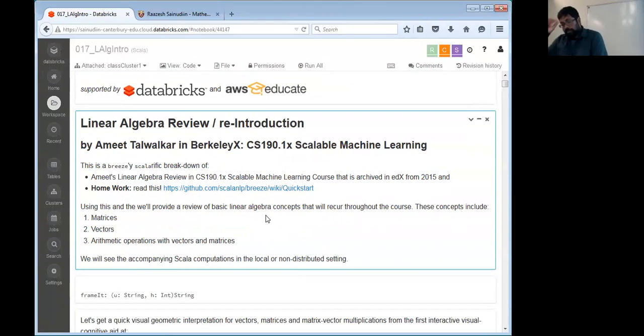So what are we going to do? We're going to essentially learn about matrices, vectors, and doing arithmetic operations with vectors and matrices, and some geometric interpretation of what these operations and these objects mean in just 2 and 3 dimensions.